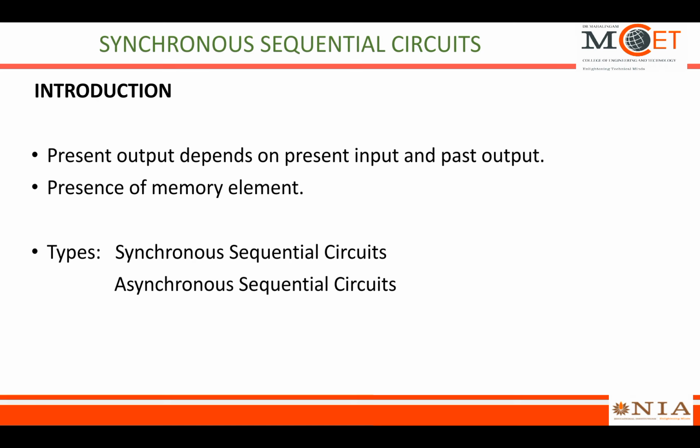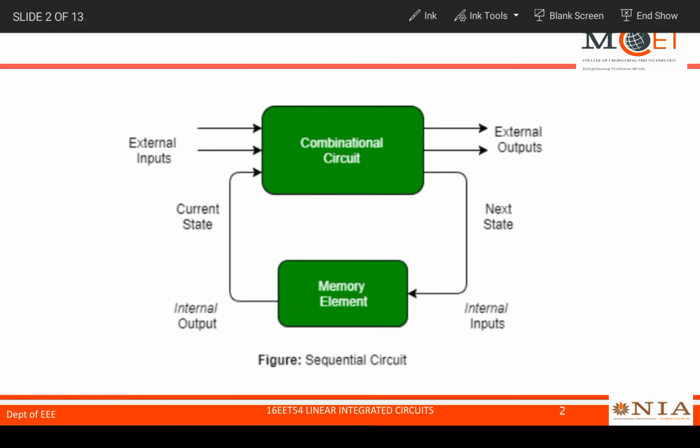The definition of a sequential circuit is a circuit whose output depends upon present input and past output. It will have a memory element and it will have a feedback path. Types of sequential circuits are synchronous sequential circuit and asynchronous sequential circuit. So this is the block diagram where this sequential circuit will have a memory element to store the past outputs for further process.